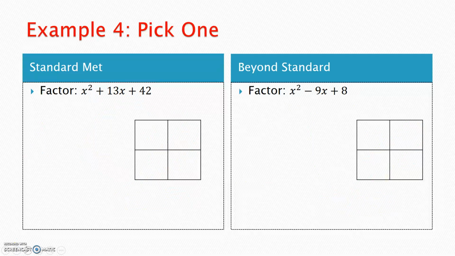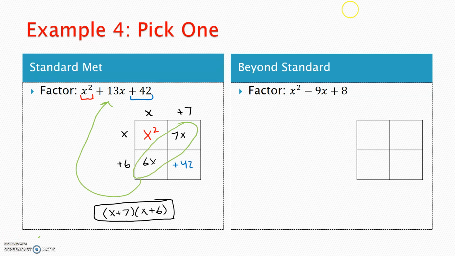Same deal, guys. Take a second. Pick one. When you're ready, hit play, please. Alright, guys, if you did standard met, again, that's your answer. Here's the two factors. So again, when I factor this quadratic, I got x plus 7 and x plus 6. So for the beyond standard, alright, let's work this one out.